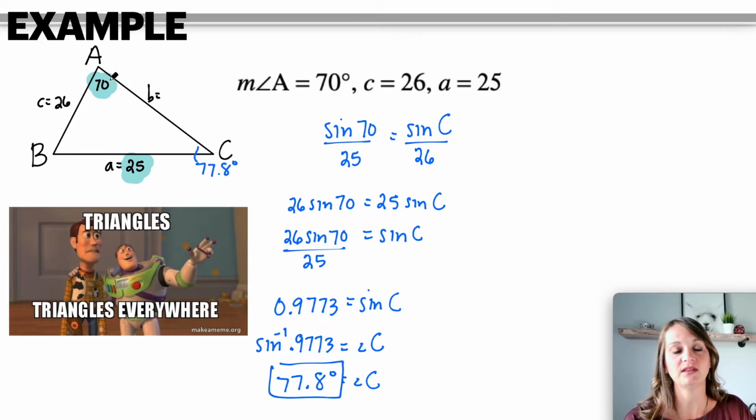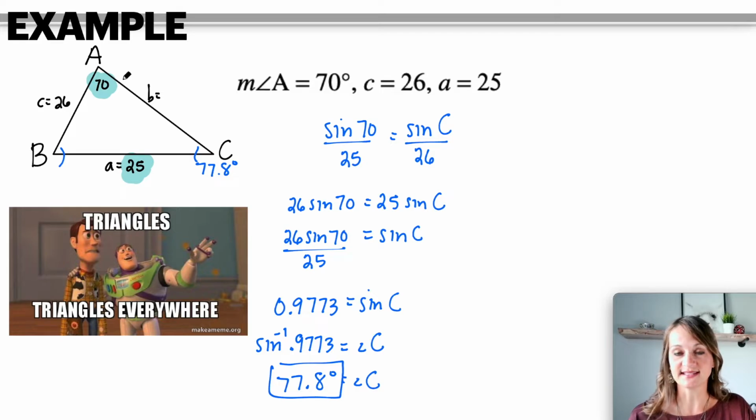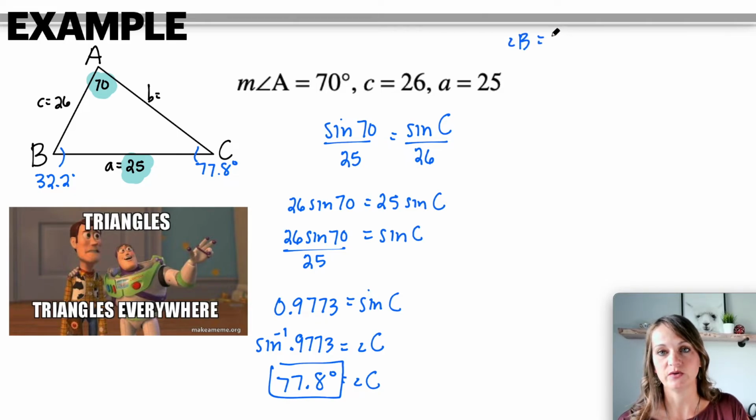Now that we know angle A and we know angle C, we now can find angle B, because a triangle has to add up to 180 degrees. So 70 plus 77.8, and subtract that from 180, and you will get 32.2 degrees. So angle B is going to be 180 minus 70 minus 77.8.